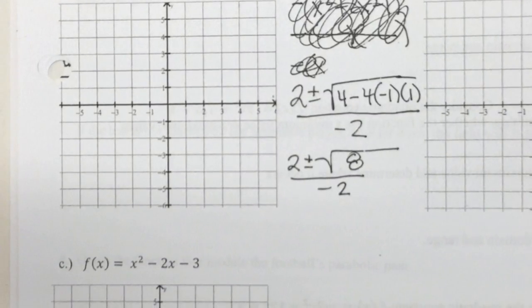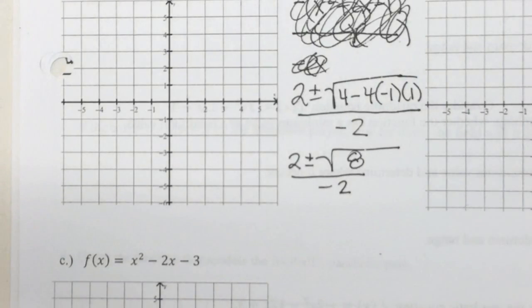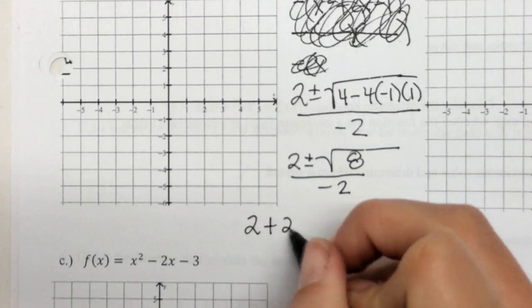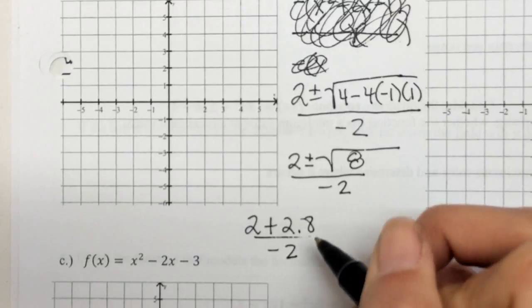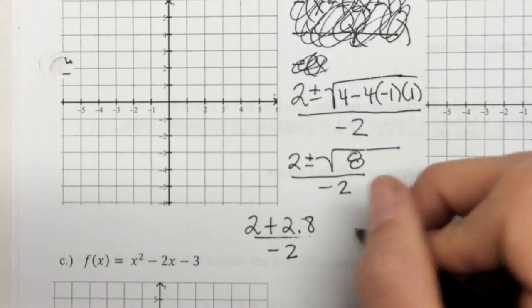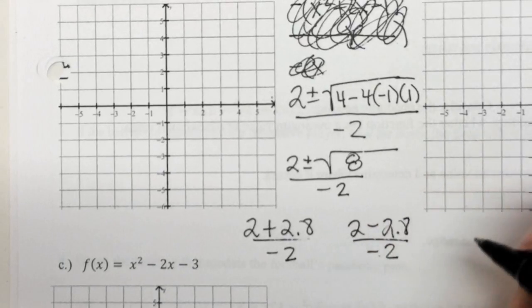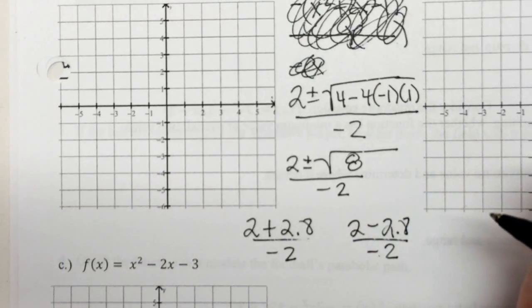2.2? Is that right? Oh, yeah. Go ahead and find the exact value, the square root of 8. These two negatives make a positive 4, so 4 plus 4 would give us that 8. So 4 times 4? Anybody? 2.8? Okay. So we'll do 2 plus 2.8 over negative 2, and again, 2.8 is the square root of 8. And 2 minus 2.8 over negative 2.